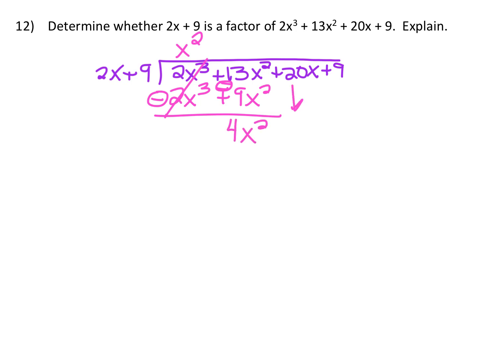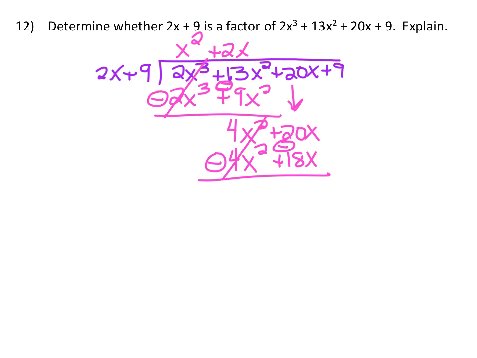And then we'll bring down this next term. Okay, so then start the process again. What do I multiply 2x by to give me 4x squared? Well, 2x. So we're going to put that right on top here. Okay, then when we distribute, 2x times 2x is 4x squared. And 2x times 9 is 18x. All right, then we'll change our signs to show that we're subtracting. So our first two terms cancel off, and 20x minus 18x is 2x. And we'll bring down this plus 9.